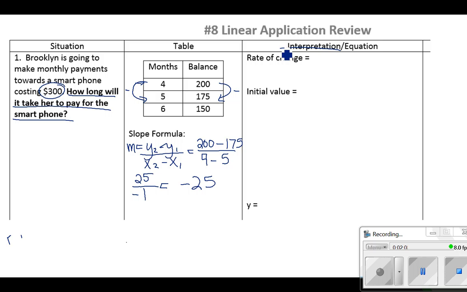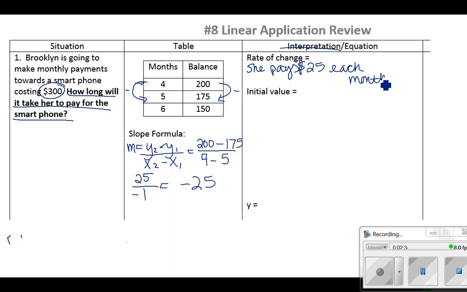It's negative because she's paying and the balance is decreasing each time. So she pays $25 each month. That's what the negative 25 means. The initial value is going to be the b, or the y-intercept.